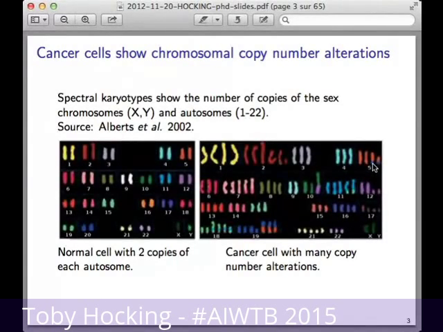The data that I will be presenting to you is about trying to figure out how many copies of each chromosome there are in a cancer data sample. So hopefully that's not too complicated, right?